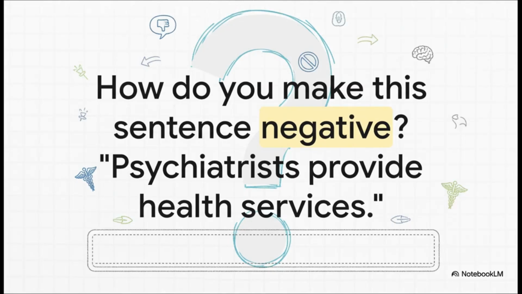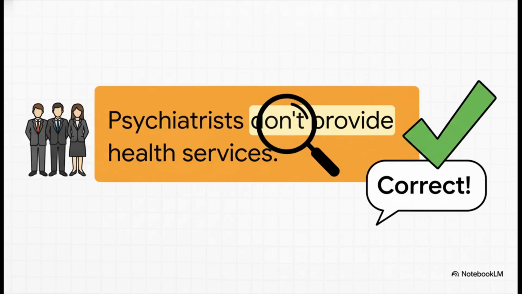All right, you know what to do. Here's a positive sentence. Psychiatrists provide health services. Your mission is to make it negative. Go on, pause here and give it a shot. Ready for the answer? It is, psychiatrists don't provide health services. Fantastic. And why is it don't? Because our subject, psychiatrists, is plural. It's like they. Great job.